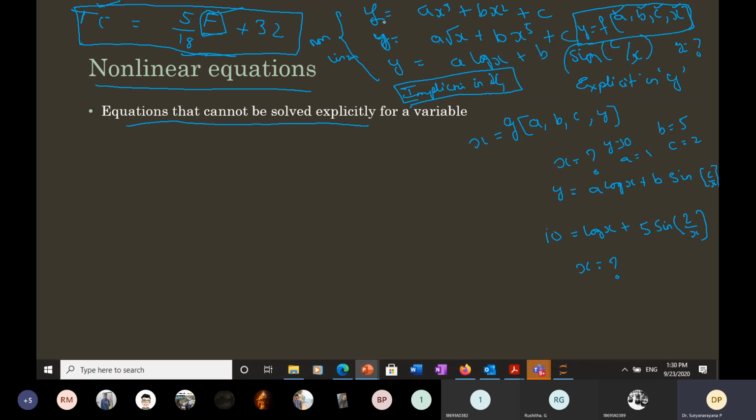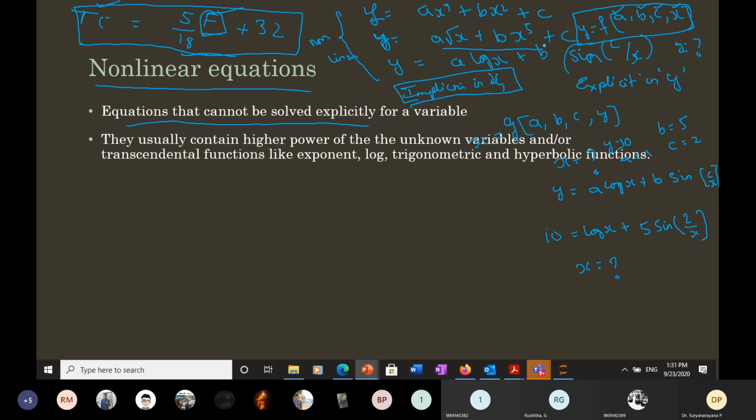But with this same equation, if you're trying to solve for x given a y, then you need these methods. You need these methods when you're trying to solve equations that cannot be solved explicitly for a variable. Again, look at this equation: square root of x plus b times x to the 5. If you're solving for y, no problem. But if you're solving for x, it is implicit. You need special techniques. That's what you learn. I think I have given you some examples here.